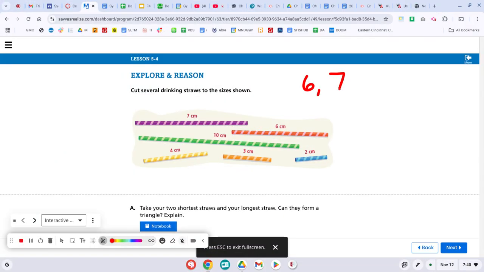So what would be the possible lengths of the missing third side? The missing third side x would have to be bigger than 1 and less than 13. How did I get that? Well, if 1 was the smallest side, 1 plus 6 would have to be bigger than 7. And if x was the biggest side, it would have to be smaller than the sum. So that's an important set of questions.